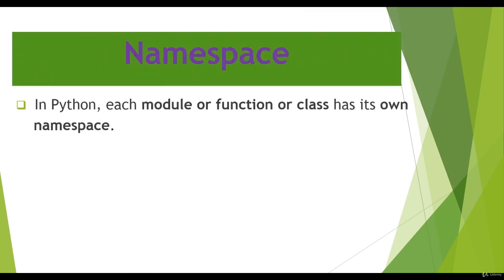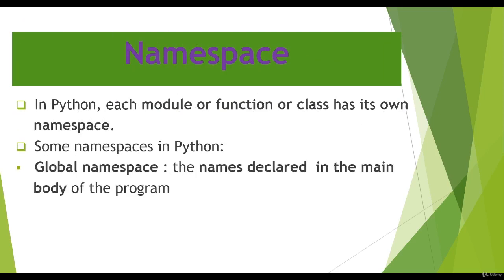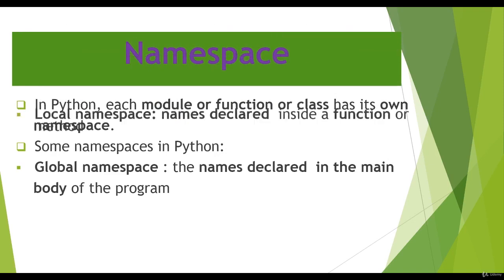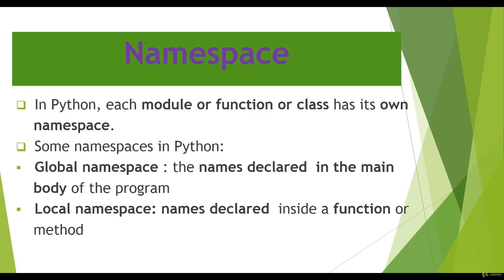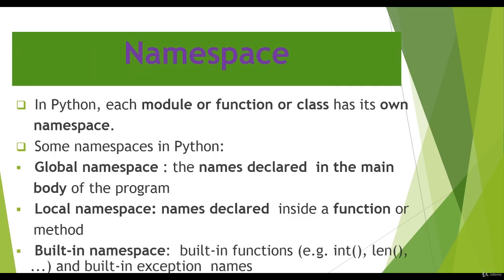In Python, each module, function or class has its own namespace. Some namespaces in Python: global namespace, the names declared in the main body of the program are in global namespace. Local namespace, names declared inside a function or method are local namespace. And built-in namespace, built-in functions and built-in exception names are built-in namespace.